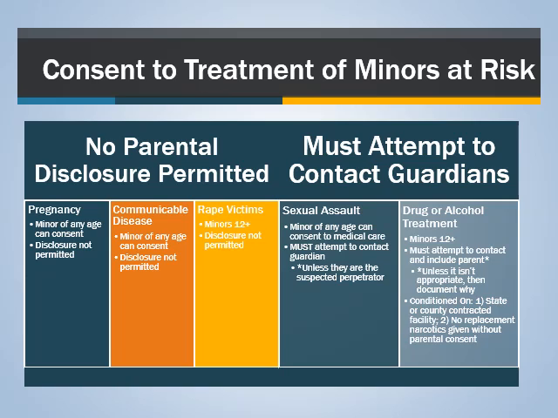So that applies to pregnancy, STDs or STIs, and rape victims. The only difference between these is that for rape victims, the minor does have to be above the age of 12. For pregnancy and communicable diseases, it really doesn't matter the age. There are a few things to just note. So with pregnancy, you can do contraception, abortion, all of that. A minor cannot get sterilized though without consent.